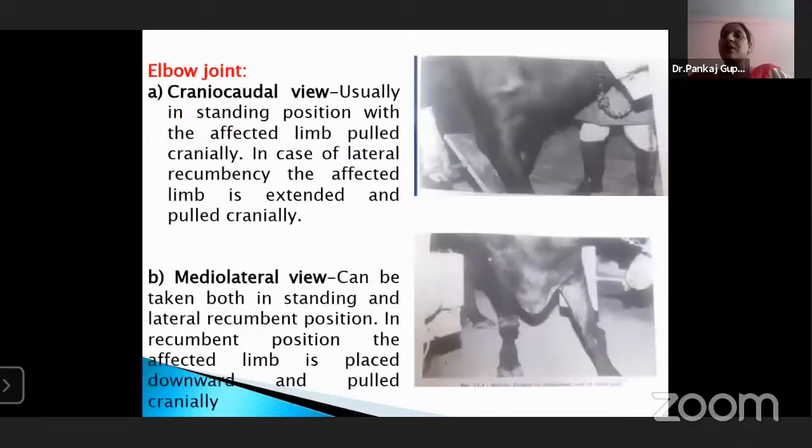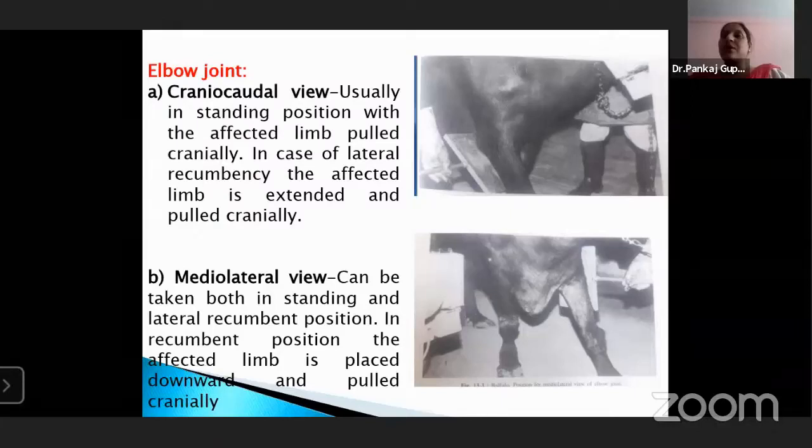Next is the elbow joint. For elbow joint, we can take craniocaudal as well as mediolateral views. For craniocaudal view, the patient is restrained in normal standing position. The limb is pulled cranially. The cassette is placed on the caudal aspect and the X-ray tube is placed on the cranial aspect so that the beam should enter from the cranial aspect and exit from the caudal aspect.